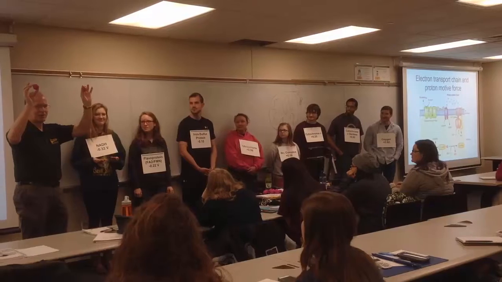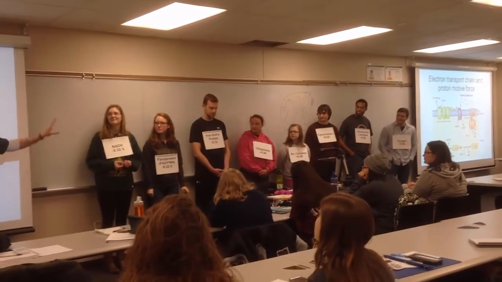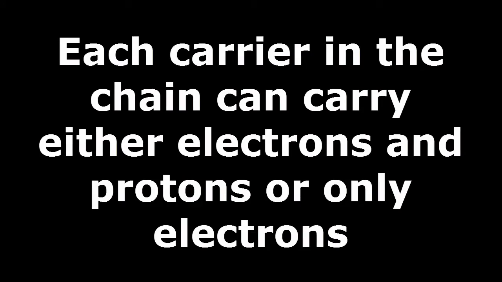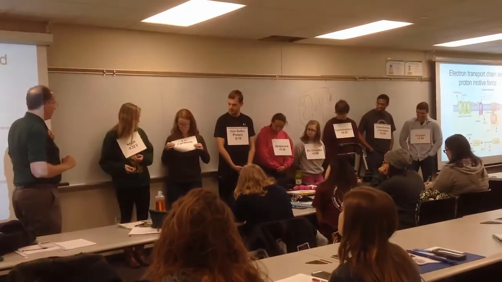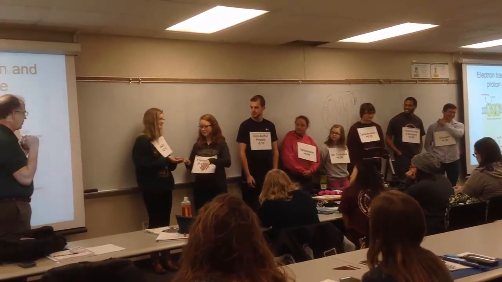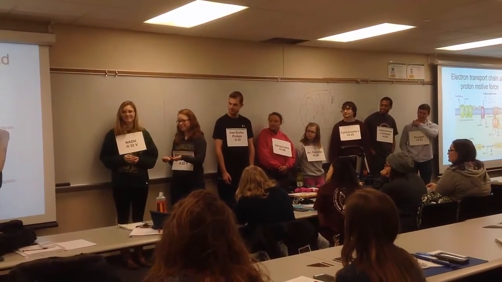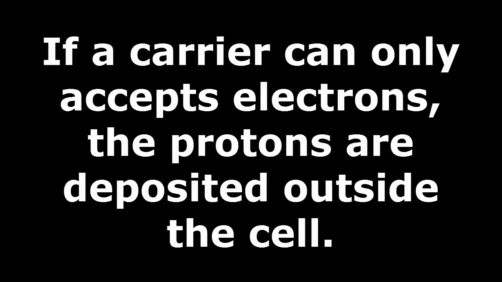We start off with NADH, which carries 2 electrons and 2 protons, represented by 2 batteries and 2 golf balls. Now NADH can pass on its electrons and protons to the next carrier, which happens to accept both electrons and protons, so that's a simple enough exchange. But what's going to happen when an electron is passed on to a carrier that only accepts electrons?